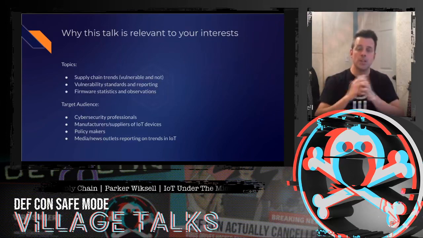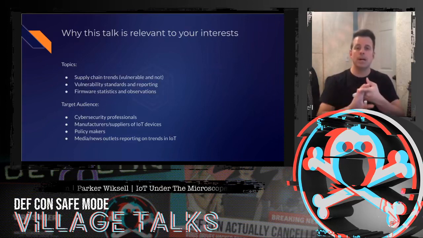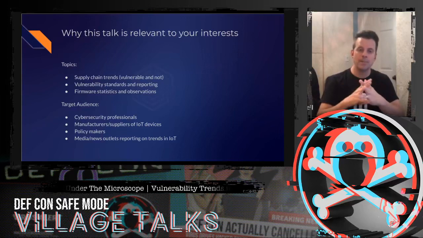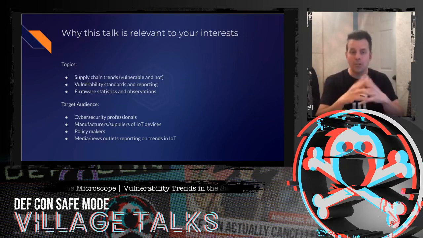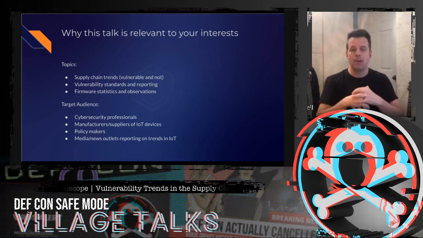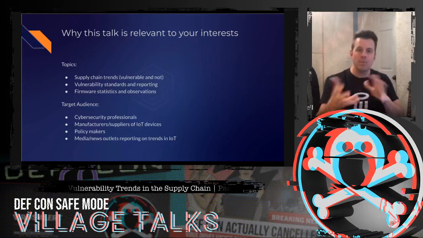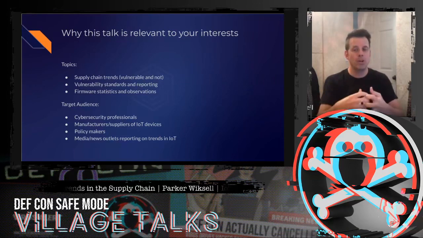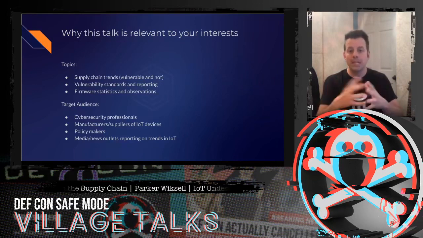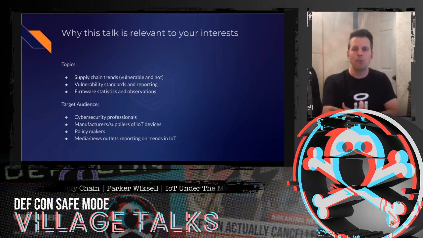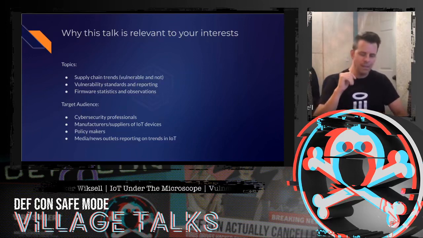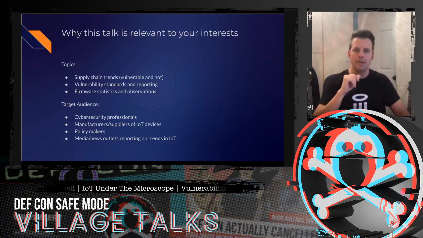All right. So why is this talk relevant to your interests? We're going to be talking about supply chain trends, vulnerable and not vulnerable, vulnerability standards and reporting, and then some firmware statistics and observations. Probably about the first half of the talk is going to be delving into the background of what supply chains are, some of the ways that we have to talk about vulnerabilities, what the supply chain introduces as far as vulnerabilities and visibility into those. And then probably the last half will be delving into the fun numbers, probably why you came to see this talk. But nevertheless, hopefully we learned something in both parts.